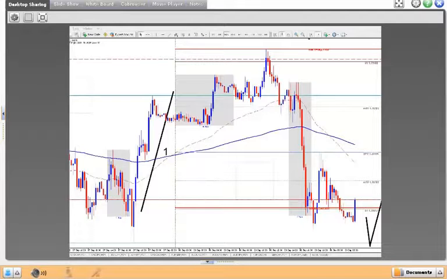I generally trade from 8 to 11. I like trades that happen later in the session.